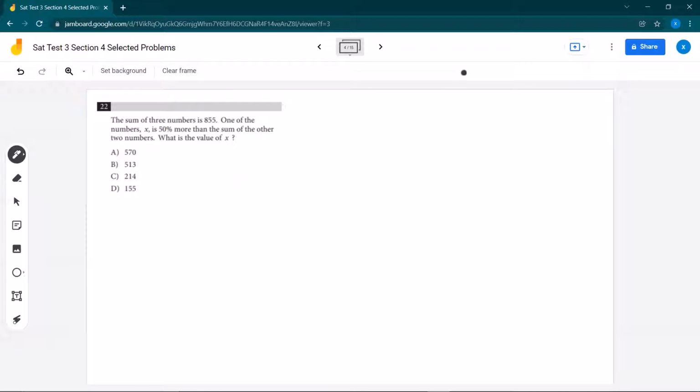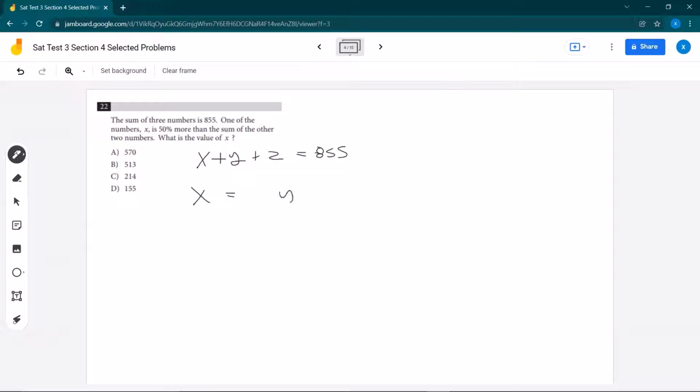All right, 22 says the sum of 3 numbers is 855. And they tell us one of the numbers, x, is 50% more than the sum of the other 2 numbers. We want to find x. Okay, so I'm going to convert this into a system of equations. I'm going to call my 3 numbers x, y, and z. I'm going to say x plus y plus z equals 855. And then I know that one of the numbers, x, is 50% more than the sum of the other 2 numbers. Okay, so what does that mean?